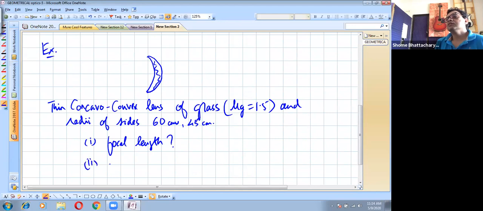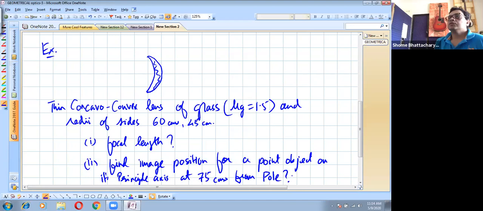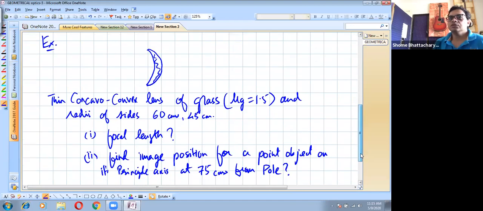Secondly, find the image position for a point object on its principal axis at a distance of 75 centimeters from the pole. Okay, so just start by working out this question.